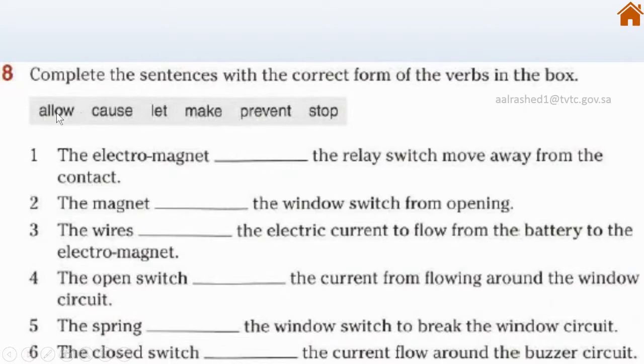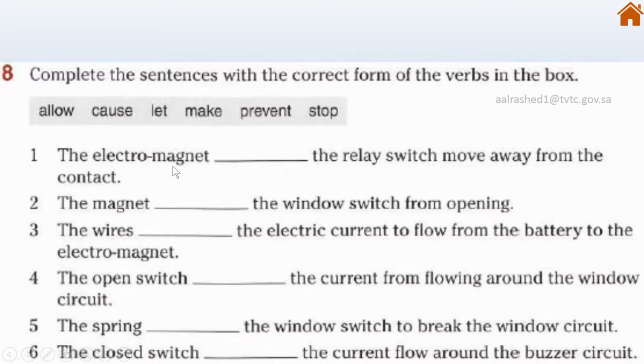Allow is used if you want to give permission, or a device or tool gives permission to another tool. Okay, let is similar to allow. Make, basically, is to force someone. Prevent and stop mean avoid. If you want to use both of them, you have to put the preposition from, and after that you should add the verb with ing. Okay, so you need to put the suffix ing on the verb. Just try to answer 1 up to 6.